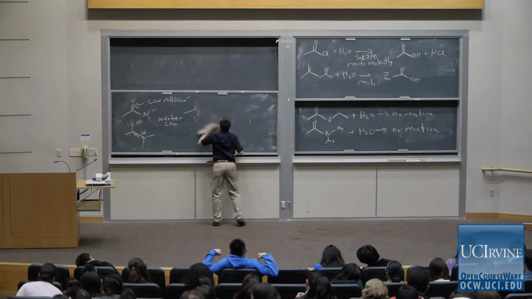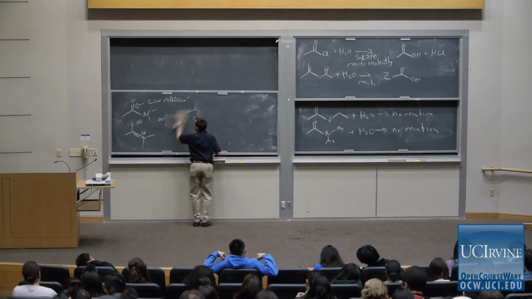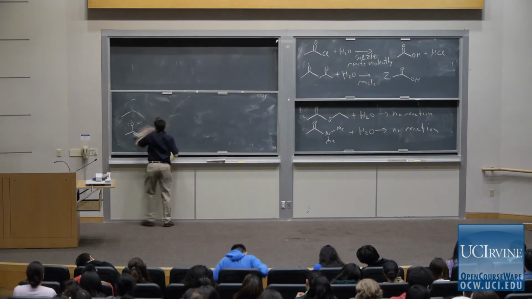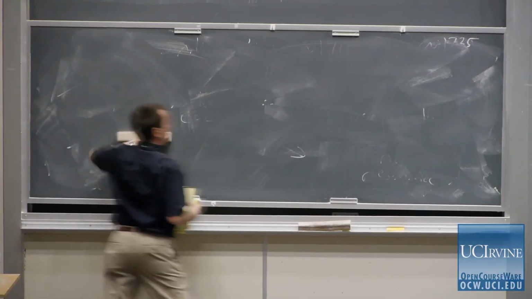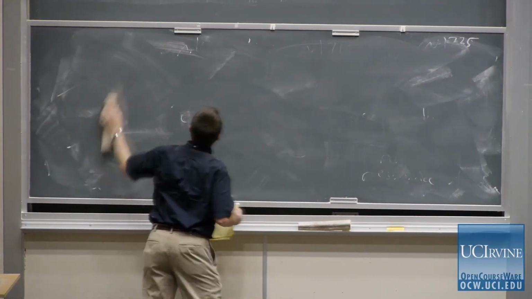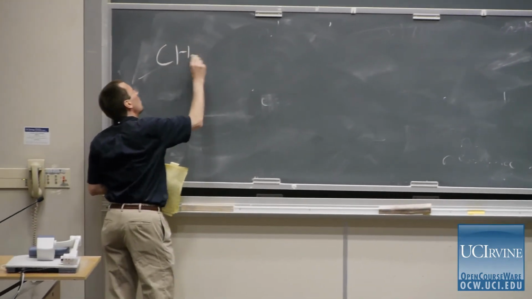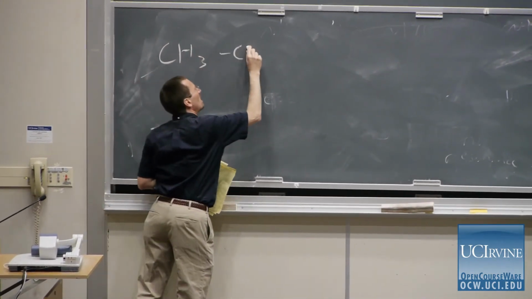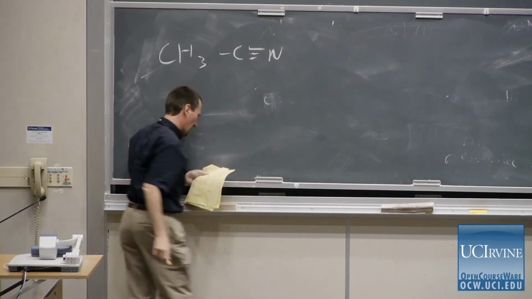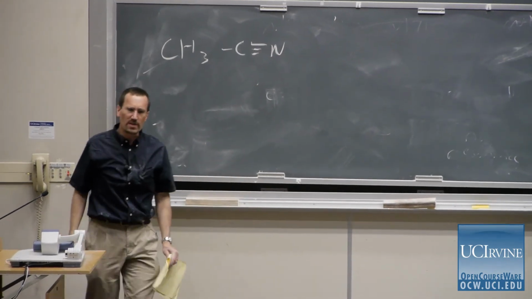I want to finish one discussion of spectroscopic properties before moving on to chemical reactivity and focusing on acid chlorides and anhydrides. And I want to conclude maybe by talking about acetonitrile here and nitriles in general.